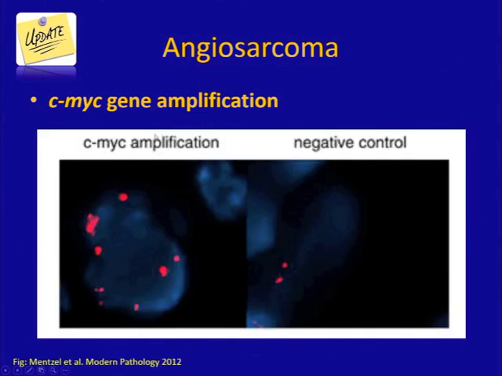And here's an example, this is a figure from Menzel's paper. On the right, you can see your negative control, 2 copies of MYC, as you would expect every normal cell in the body to have. But here, the angiosarcoma cell has multiple additional copies of the MYC gene. So it's a similar concept to how HER2/neu is amplified in breast cancer, or MDM2 is amplified in well-differentiated liposarcoma. It's that same kind of pattern where you have multiple additional probes staining compared to normal.